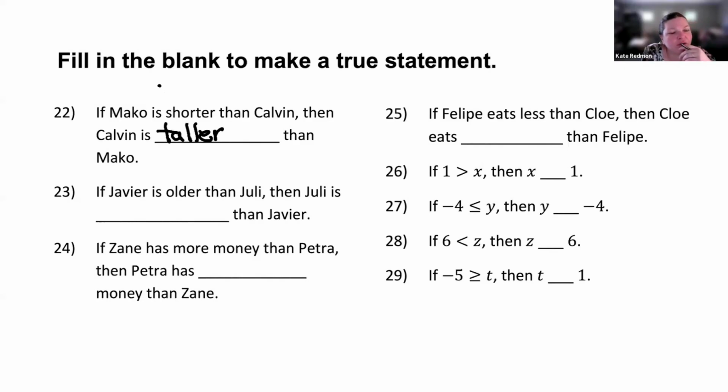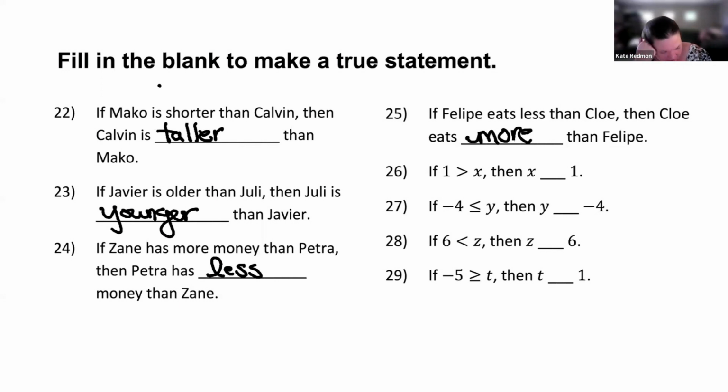23, if Javier is older than Julie, then Julie is, well, Javier's old, then Julie's young. Julie must be younger than Javier. If Zane has more money than Petra, oh, poor Petra, she's got less. If Felipe eats less than Chloe, then Chloe eats more than Felipe. Just trying to really get you in that habit of flipping it around. If you flip the order in life, it flips the relationship.